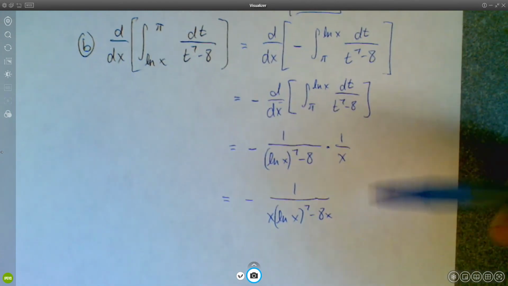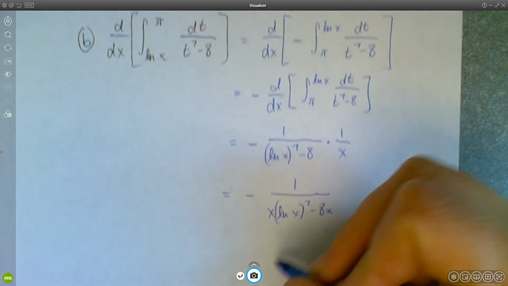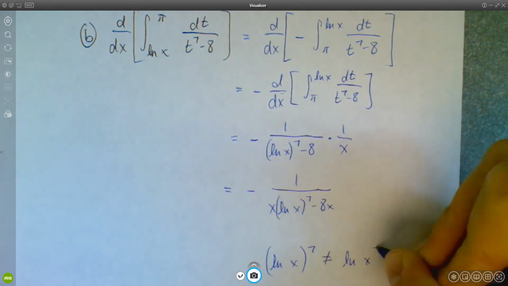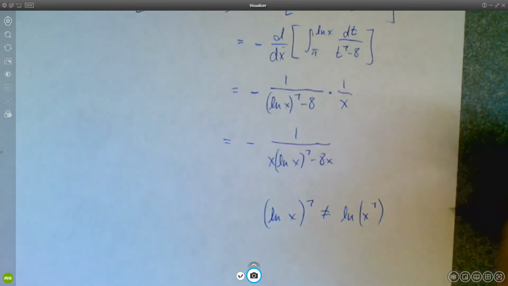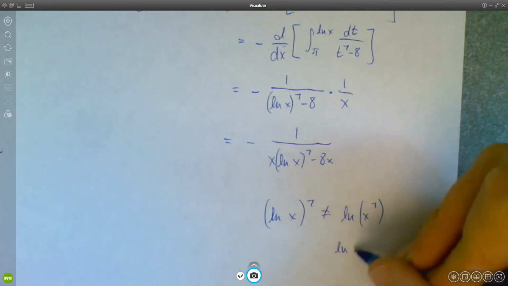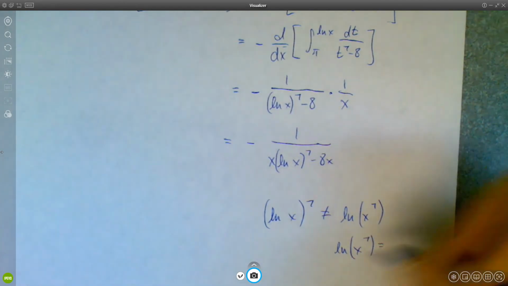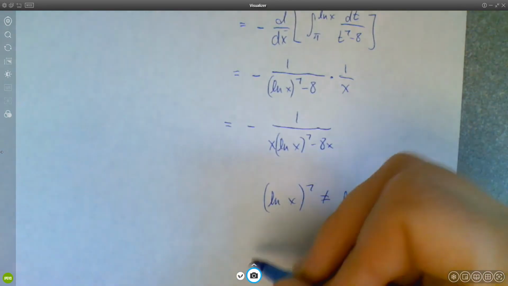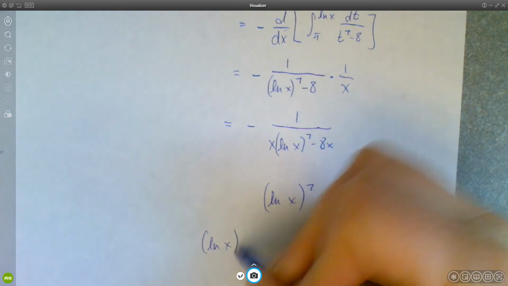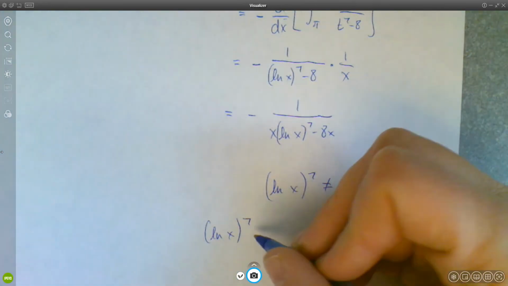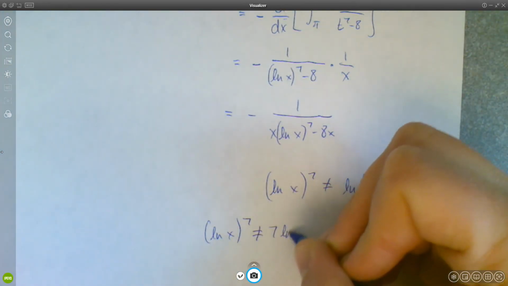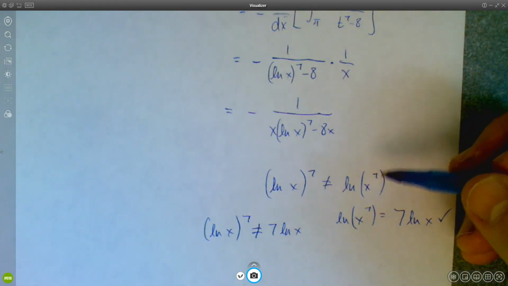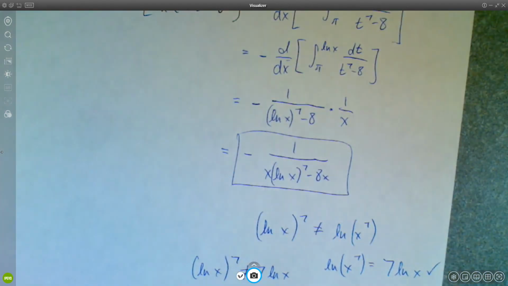One thing that you should not do, though, is say that ln of x to the 7th power is the same thing as ln of x, the whole thing, to the 7th power. So ln of x to the 7th power is the same thing as 7 times ln of x. That's true. But ln of x, the whole thing to the 7th, is not the same thing as 7 ln of x. So just be careful with that. So that would be your final answer there.